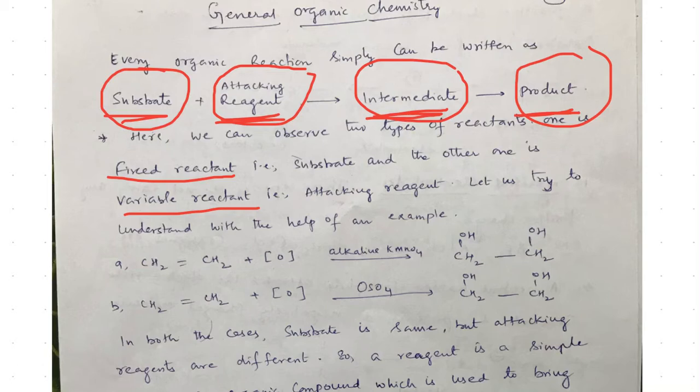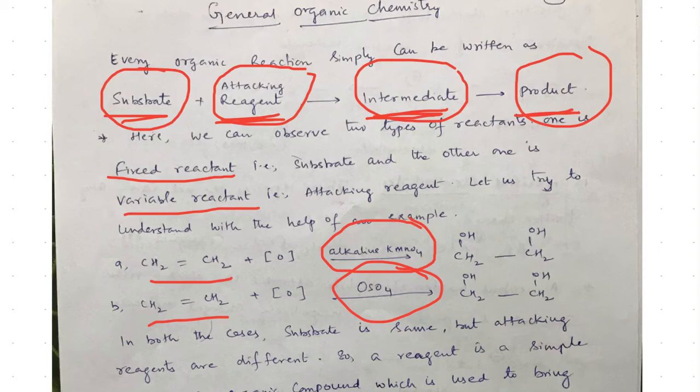Let us try to understand with the help of an example. Ethylene is undergoing oxidation in both examples with two oxidizing agents: one is alkaline KMnO4 and the other is OsO4, osmium tetroxide. In both reactions it gives ethylene glycol. So alkaline KMnO4 is a reagent, and OsO4 is also a reagent. What does it mean? The attacking reagent is changing, but the substrate is fixed. The attacking reagent is the variable reactant, so the reagents are different, but in both cases the substrate is the same.